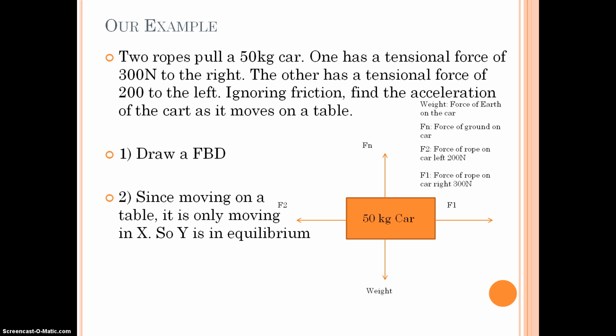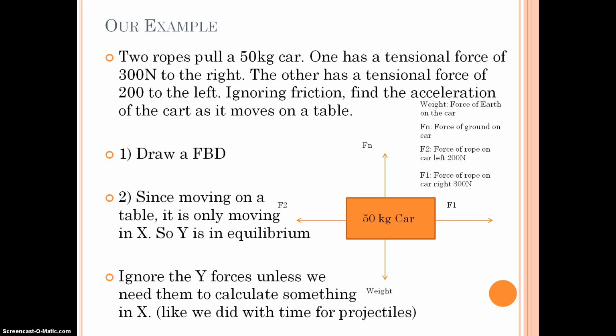The second thing I'm going to look at here, after drawing the free body diagram, let's try that again. After I draw my free body diagram, I know since it's moving only on a table, it's moving only on x, horizontal motion. So y is in equilibrium. So to find the acceleration, I don't care about y because it's accelerating in the horizontal direction. So ignore the y forces unless we need them to calculate something in the x, like we did with projectiles and we'll do later on.